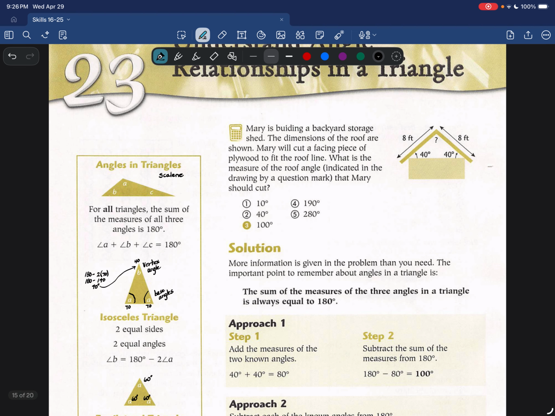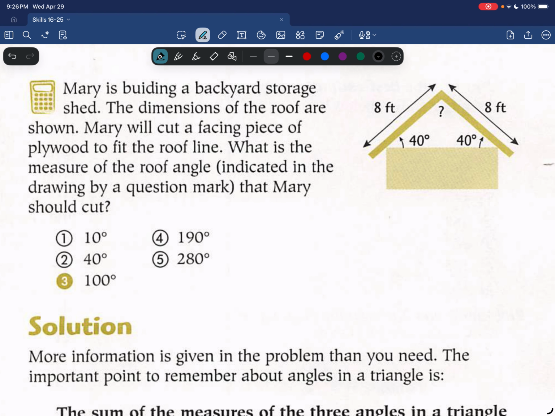Let's look at the word problem. And I would be allowed to use a calculator here. Mary is building a backyard storage shed. The dimensions of the roof are shown. Mary will cut a facing piece of plywood to fit the roof line. What is the measure of the roof angle, indicated in the drawing by a question mark, that Mary should cut?